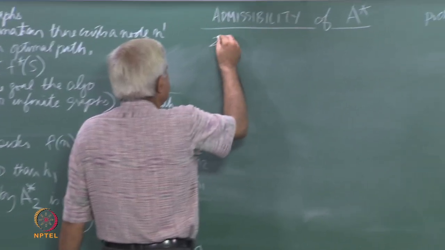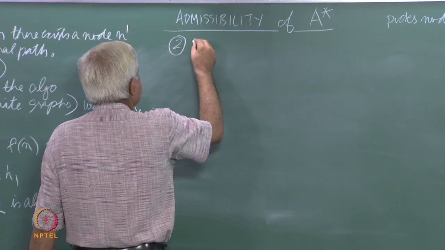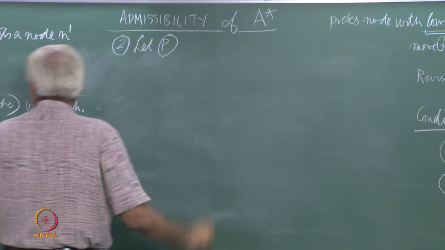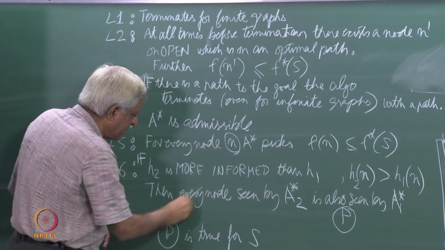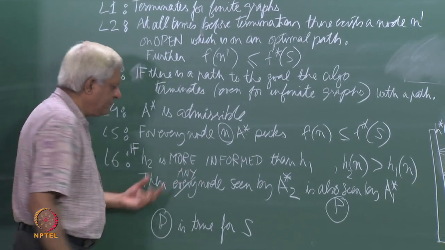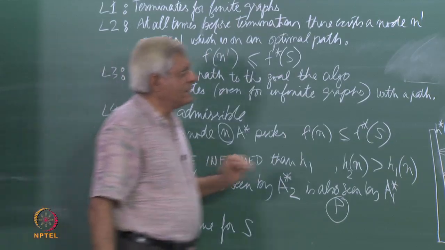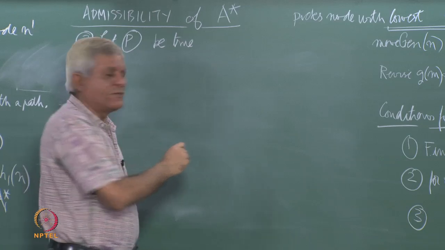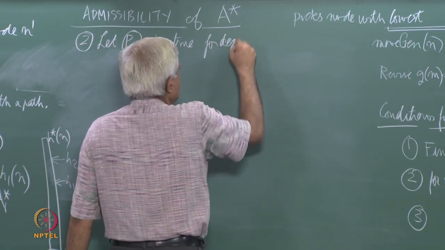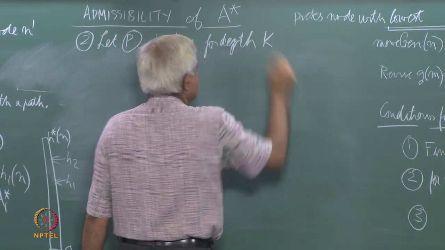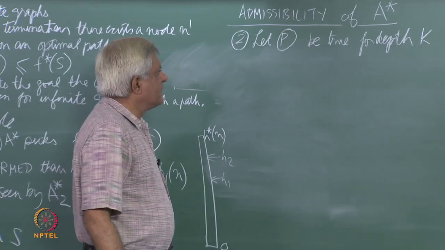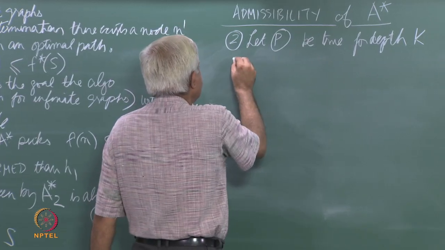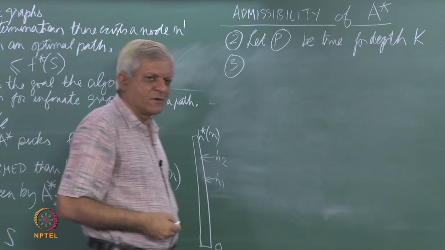So, the second part is a hypothesis which says, let P be true for depth k. I will just use P for this whole statement. So, instead of every, let me say any node, which is the same thing essentially. Now, we want to show that this is also true for depth k plus 1, which is the induction step, and this we will do by contradiction.